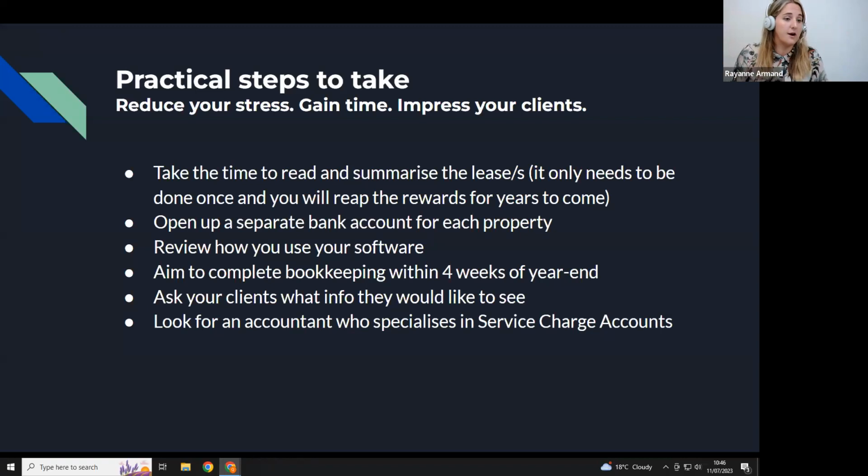Of course, I would highly recommend opening up a separate bank account for each property rather than having it all mushed into one account that you're using your software to track, because there's always a risk of something going wrong there.